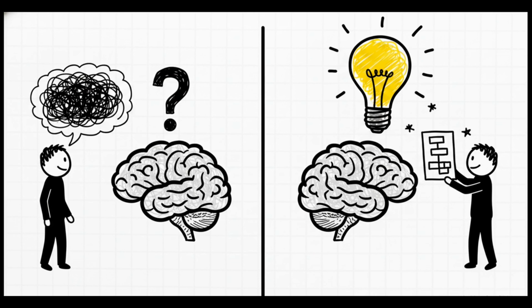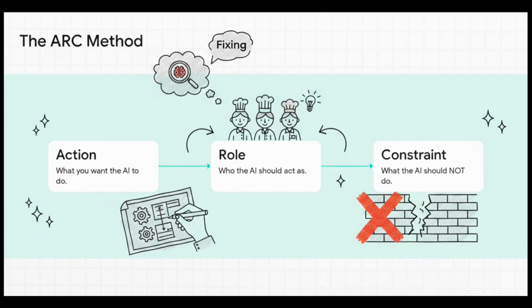If you just type a really broad request, the AI kind of guesses your intent and basically defaults to the safest, most generic middle ground it can find. To get exactly what you want, you absolutely have to explicitly guide it. To fix this, we're going to use something called the ARC method. It is this brilliantly simple, beginner-friendly framework designed to remove all the guesswork from your prompts. It stands for action, role, and constraint. And honestly, when you combine these three, your output quality is going to skyrocket instantly.